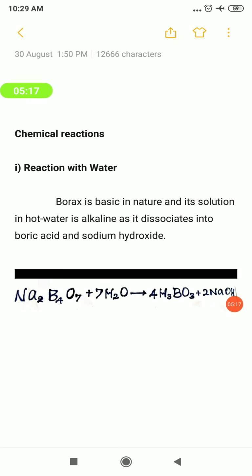Na2B4O7. With what is it going to react? It's going to react with water. So immediately what do we have to write? Na2B4O7 plus H2O. Then we have to memorize the product.